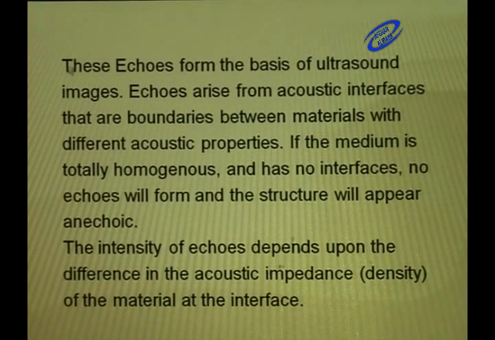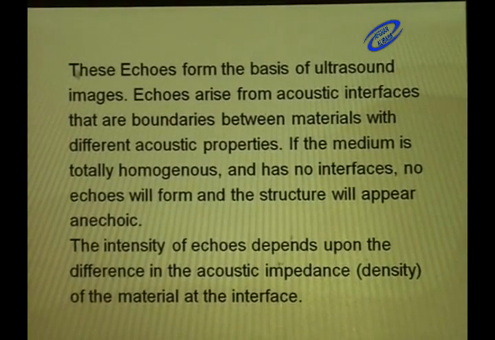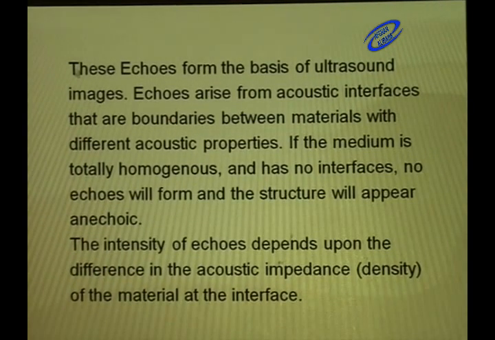These echoes form the basis of ultrasound images. Echoes arise from acoustic interfaces, and acoustic interfaces are the boundaries between materials with different acoustic properties. So you must keep in mind that the reflection of the sound wave occurs only at the interfaces. Now, what are the interfaces? These are the junctional points of the materials with different density, with different acoustic impedance.